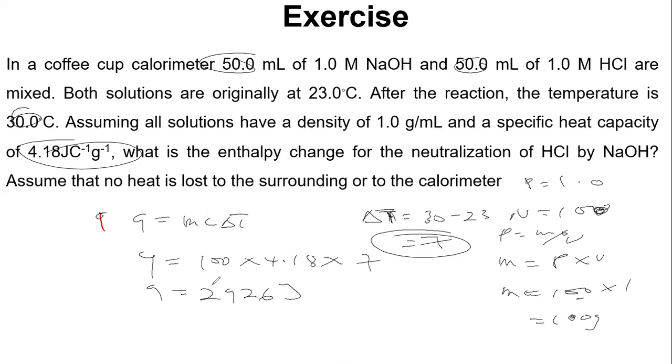Now, for me to get my enthalpy change, it has to be Q over n. Now, we don't have the n, but we can use any of them. The reaction is still the same. It's like this: sodium hydroxide plus HCl reacting to form sodium chloride plus water.